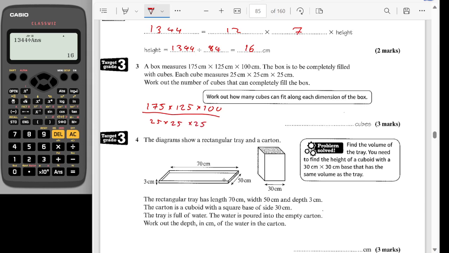We could say that 175 divided by 25 is going to be 7. This one would be 5. This one would be 4. So in the end, we're going to end up with 7 times by 5 times by 4, which is going to be 35 times by 4, so it should be 140.